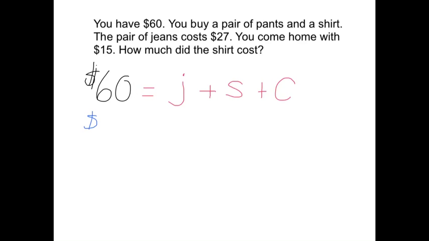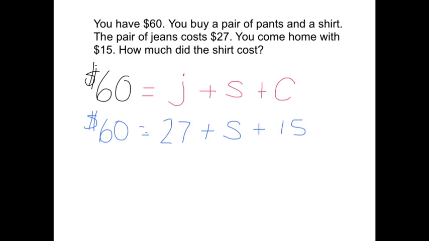So we have $60 is equal to the cost of the jeans, so the J is really $27, plus the cost of the shirt, which we don't know, plus the change that we have left over, which is 15. So this is one way of taking a real-life situation and writing it out mathematically.